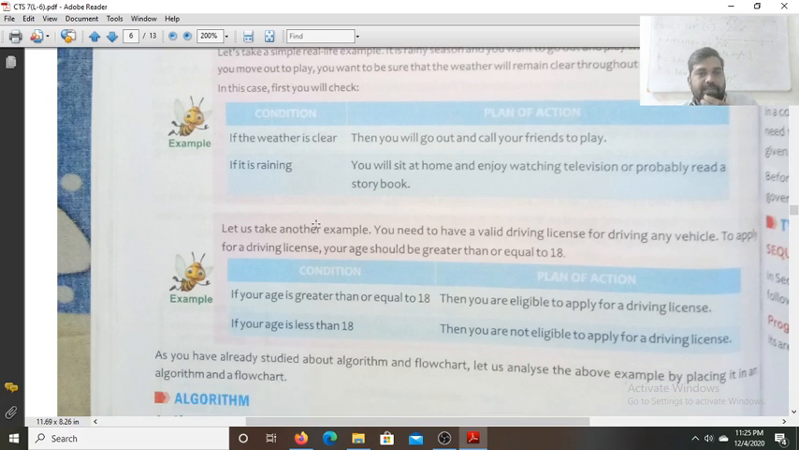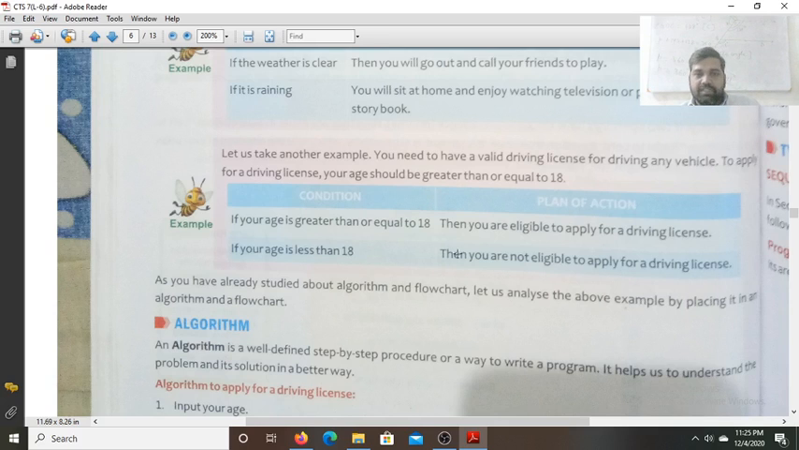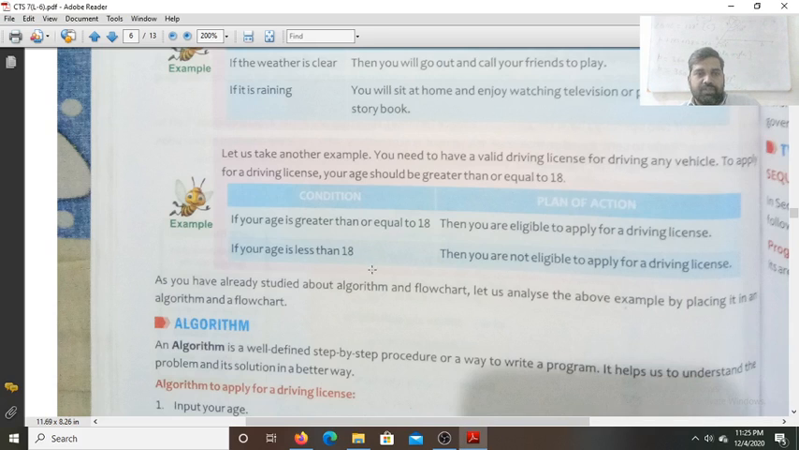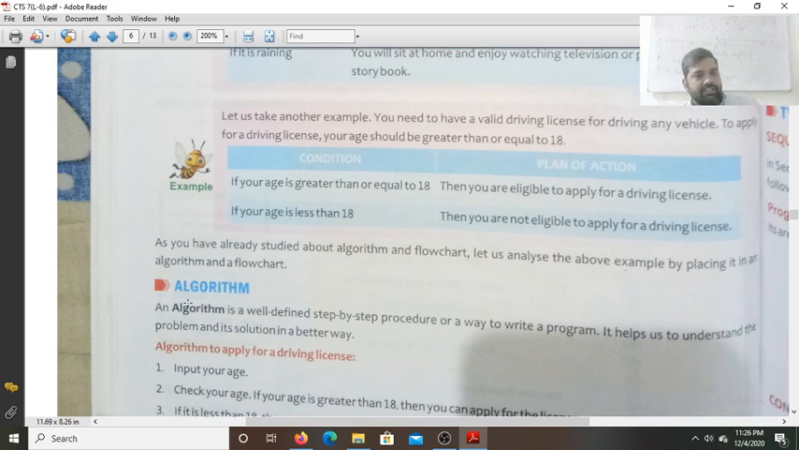Let us take another example. You need to have a valid driving license for driving any vehicle. To apply for a driving license, your age should be greater than or equal to 18. Now see what the condition is and what your plan of action is. Your plan of action depends upon the result of the condition. So if your age is greater than or equal to 18, if this condition is true, then you are eligible to apply for a driving license. If your age is less than 18, which means the result is not true, that is the else part, then you are not eligible to apply for a driving license.